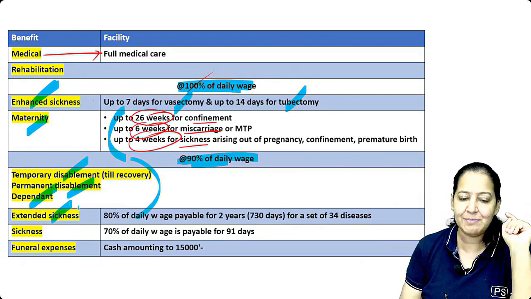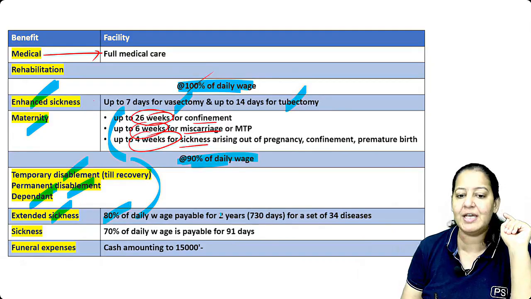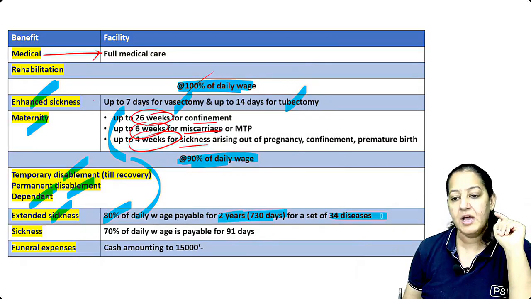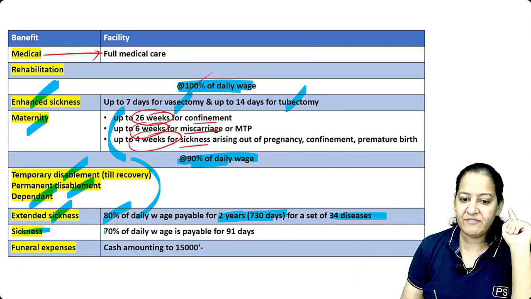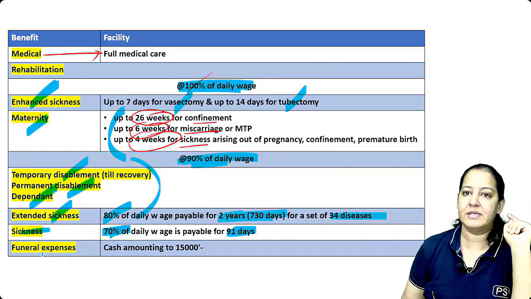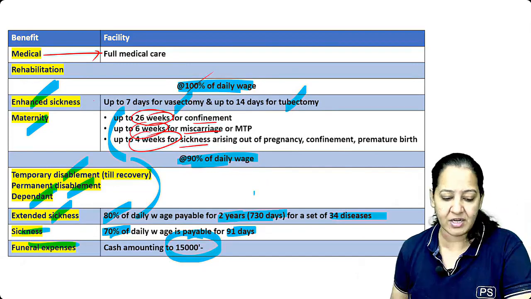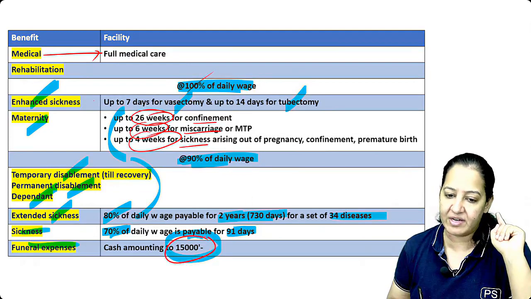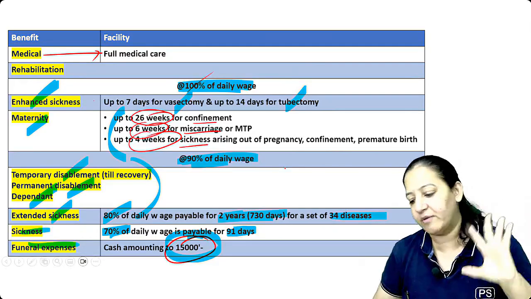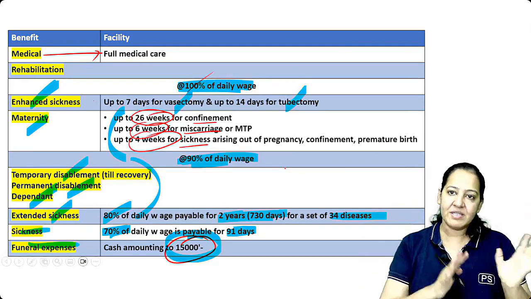Extended sickness benefit is 80% up to 2 years, that is 730 days for 34 diseases. Sickness benefit is 70% up to 91 days. And funeral is cash. Now maybe there has been a modification, and it is 15,000 instead of 10,000. I will check and confirm whether it is 10,000 or 15,000. A cash benefit of the funeral. Learn the percentage, learn the days.